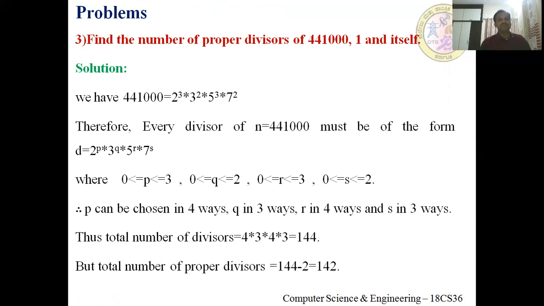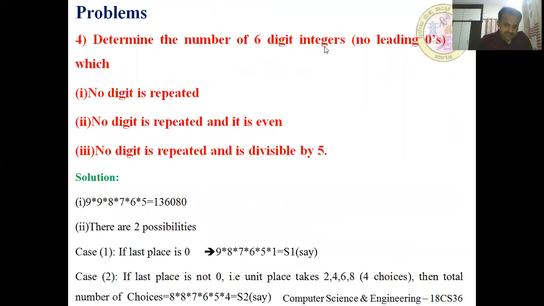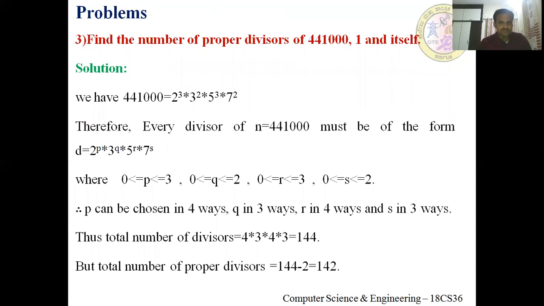Next, we move on to one more question. Find the number of proper divisors of the following number. What is the number? The number is 44,01,000. See, whenever I want to say a proper divisor, it is a divisor other than 1 and itself.